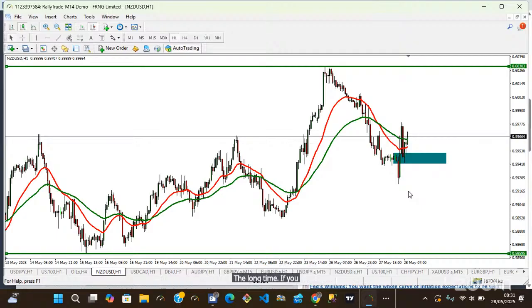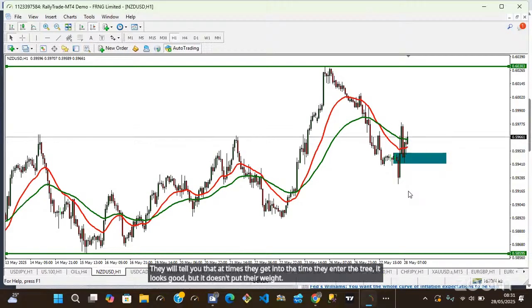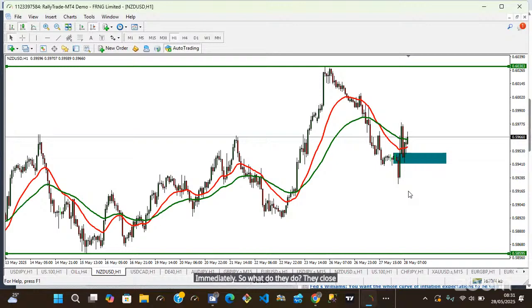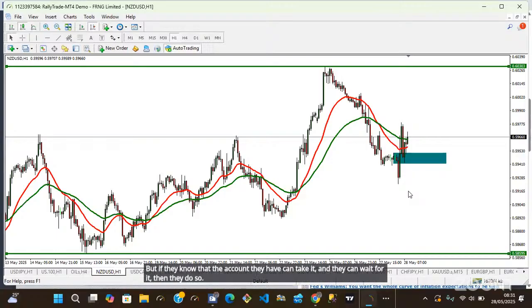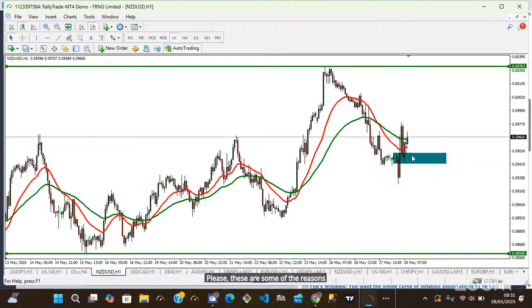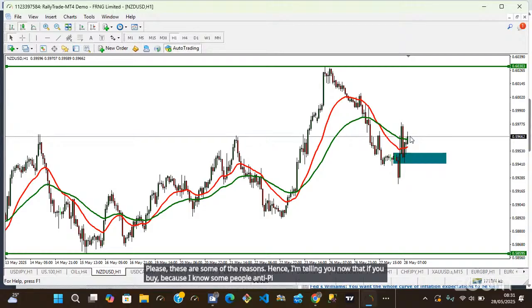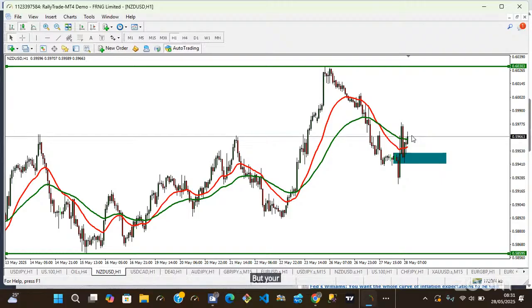If you ask those who are really, really making money in this market, they will tell you that there are times they get into negative. There are times they enter the trade, it looks good, but it doesn't go their way immediately. So what do they do? They close out, they take out their loss quickly. But if they know that the account they have can take it and they can wait for it, then they do so. So please, these are some of the reasons. Hence, I'm telling you now that if you buy, because I know some people would enter a buy here, just know you are doing the right thing, but your timing might be wrong.